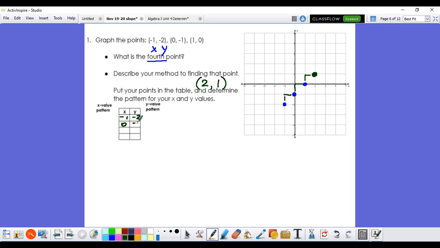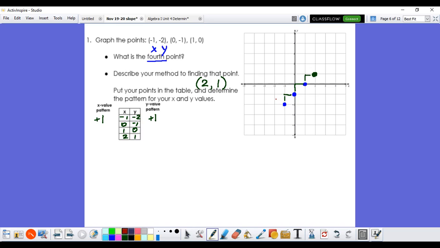(0, -1) was the second point. (1, 0) was the third point. These are the points that were first given. And then the point that I added was (2, 1). What you notice is that the x's are going up by 1 and the y's are going up by 1. So that's what I ended up doing on the graph.